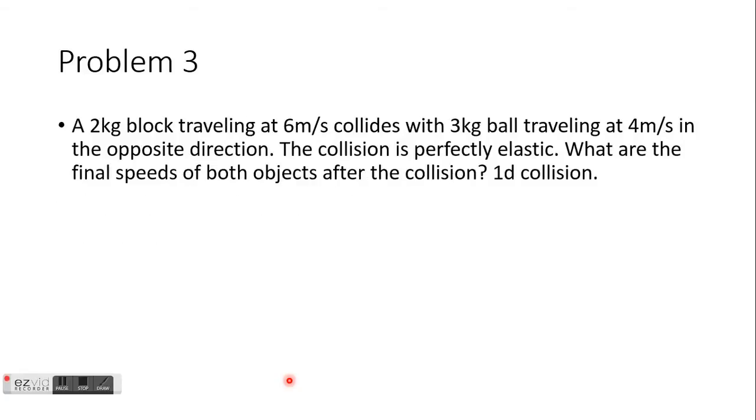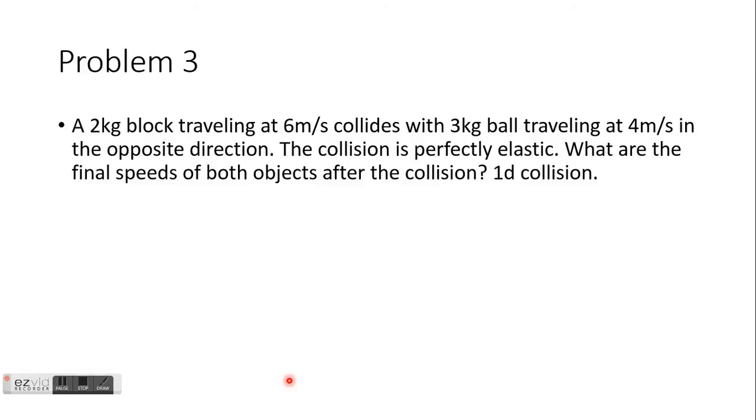Okay, next problem. A 2 kilogram block traveling at 6 meters per second collides with a 3 kilogram ball traveling at 4 meters per second in the opposite direction. The collision is perfectly elastic. What are the final speeds of both objects after the collision? So this is one of those examples about the sum of the momentums of the two objects equaling 0.